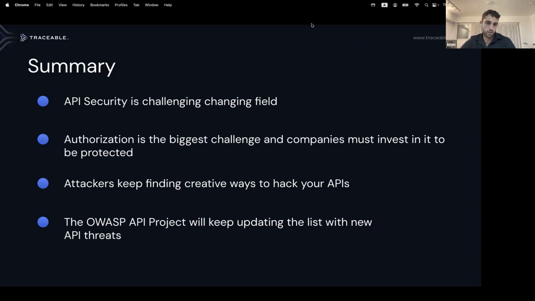And API security is a field that keeps growing and keeps changing, and we see new trends in the market all the time. So we, as the OWASP API security project, keep updating the list with new API threats, and we will keep the community updated with all the new changes.